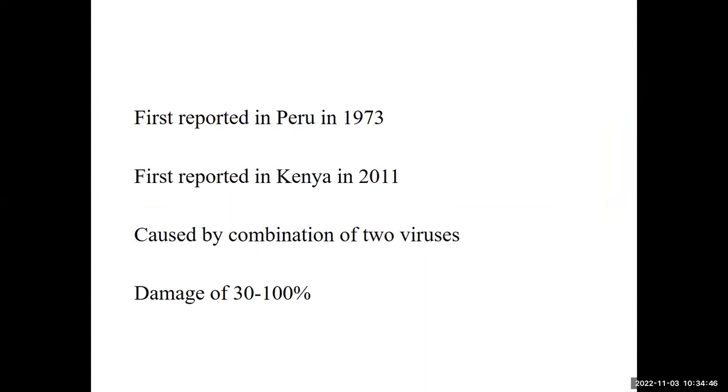So maize lethal necrosis virus was first reported in Peru in 1973, and then was first reported in Kenya in 2011. And as I said, it's caused by a combination of two viruses and damage of between 30 to 100%.